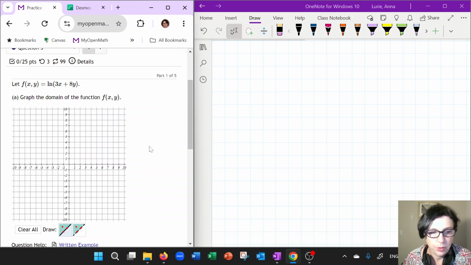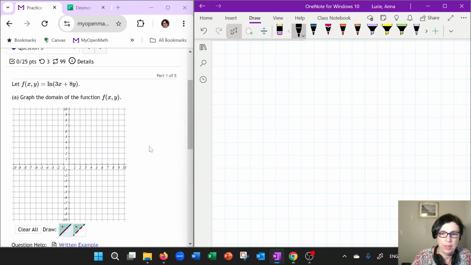Okay, so in this question, we are going to actually review a few things. So we're going to review the domain. We are going to review equation of a tangent plane. And then we're also going to review directional derivative all at once. Okay, let's start with the domain.